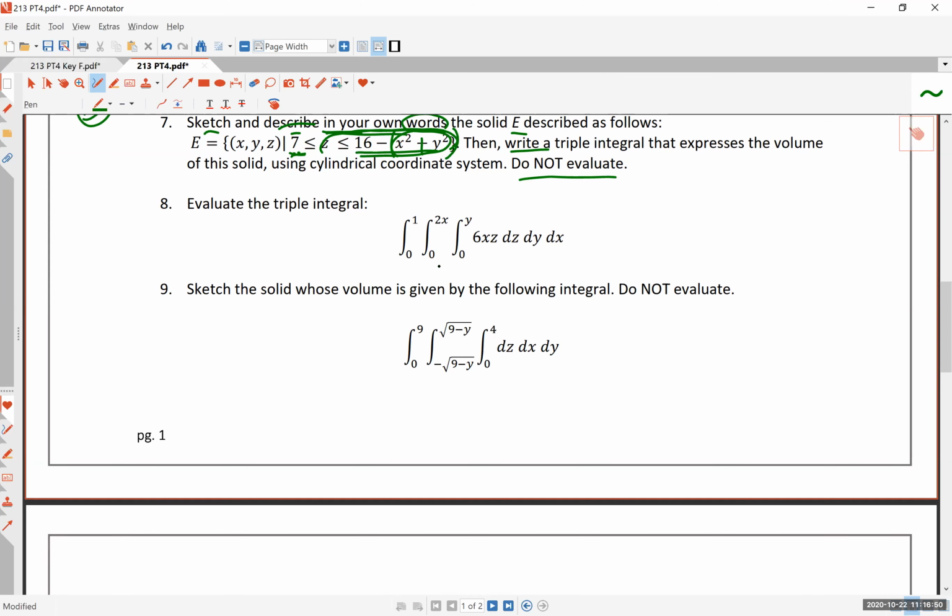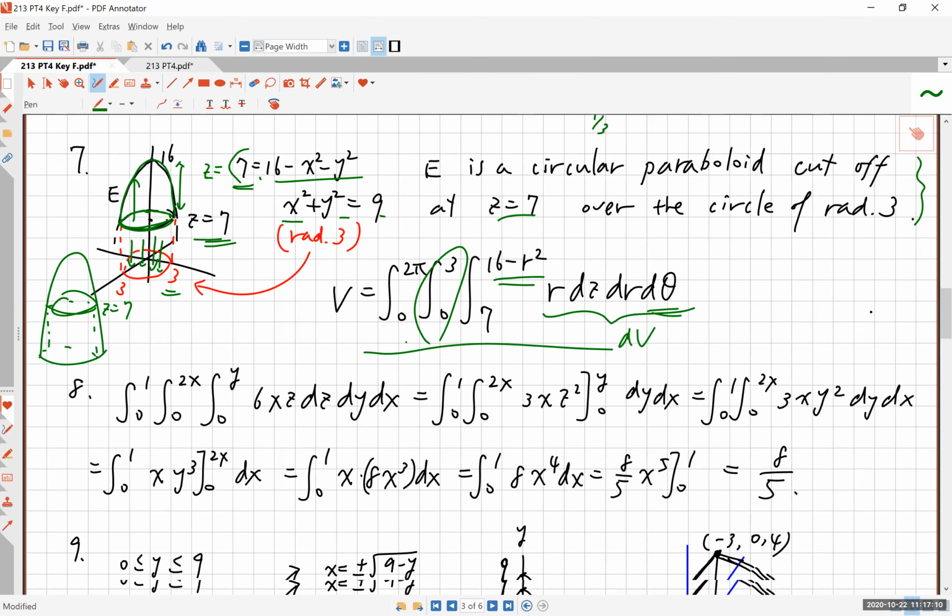All right, evaluate the triple integral. So what do you have to do? That seems like a straightforward question. You don't even have to sketch this, do you? Well, it seems like this is a polynomial in x, y, and z. So that should be a pretty easy one to integrate. All right, so just go ahead and do that.